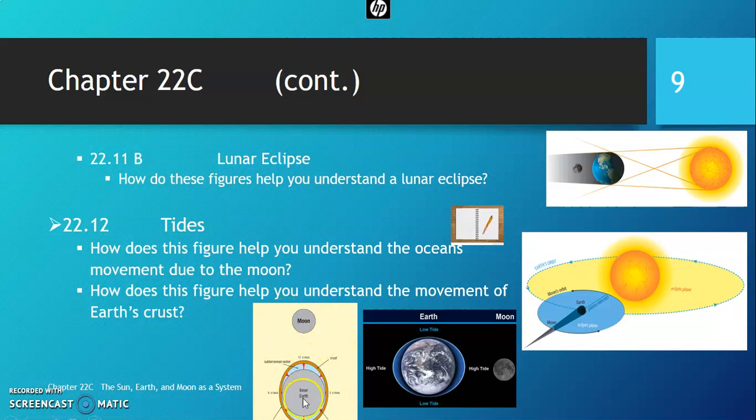So does this figure help you understand what the Earth's crust does in relationship to the moon? So let's jot down what our understanding is of the Earth's crust movement because of its relationship to the moon. That's, again, what this section is all about. These three bodies, the Earth, Sun, and the moon, have an effect on each other. So we'll pause here and you write down what effect the moon has on the Earth's crust. All right, pause there.